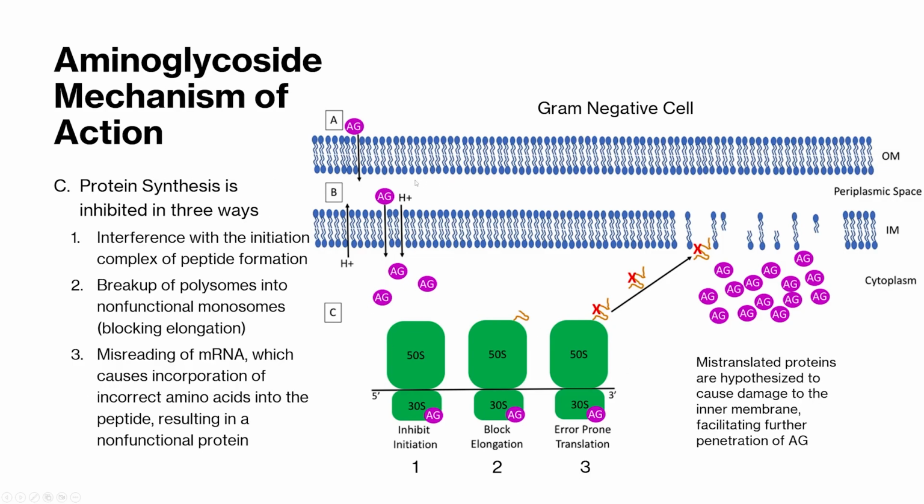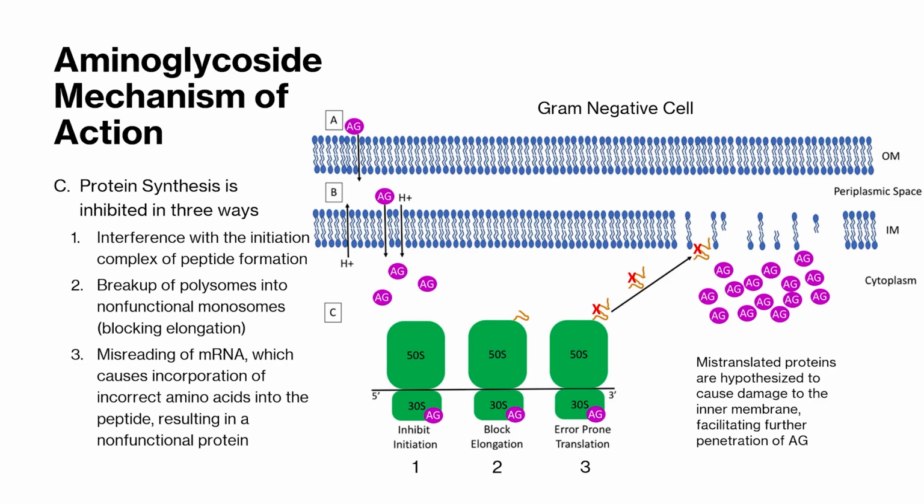But how does it actually work when it gets into the cell? Well, there's kind of three different mechanisms. So there's interference with the initiation complex of peptide formation. So aminoglycosides bind to the 30S subunit, and they kind of jam things up. You know, if it prevents the initiation, then the peptide can never start to form at all.